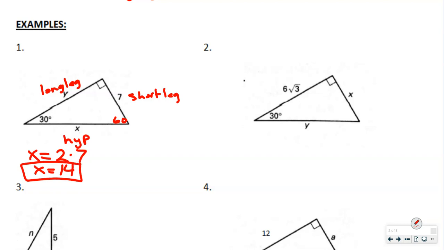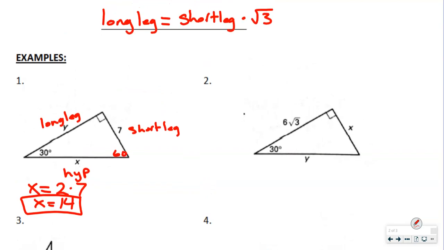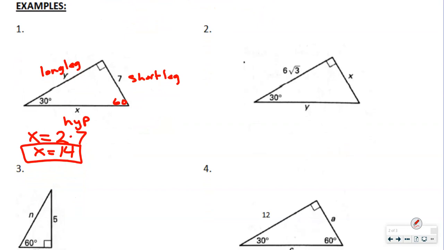To solve for Y, we need to use the formula for the long leg, which is short leg times the square root of 3. So for Y, it's going to equal our short leg, which is 7, times the square root of 3. So Y just equals 7 square root of 3.